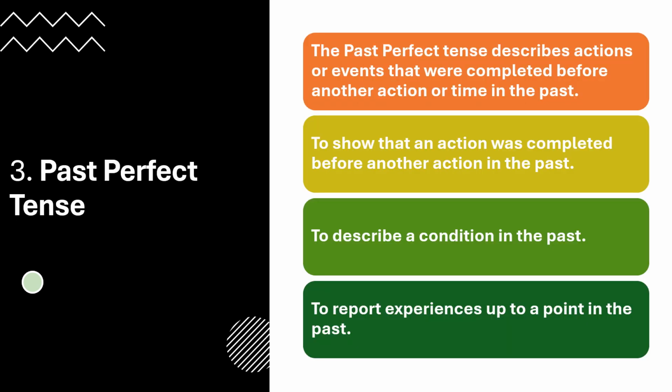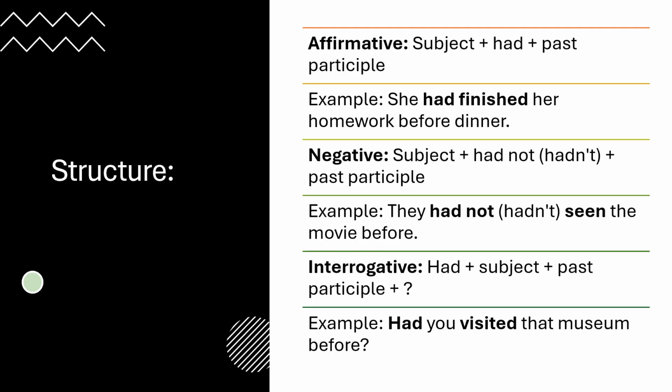Number 3. Past perfect tense. The past perfect tense describes actions or events that were completed before another action or time in the past. It is used to show that an action was completed before another action in the past, to describe a condition in the past, and to report experiences up to a point in the past.